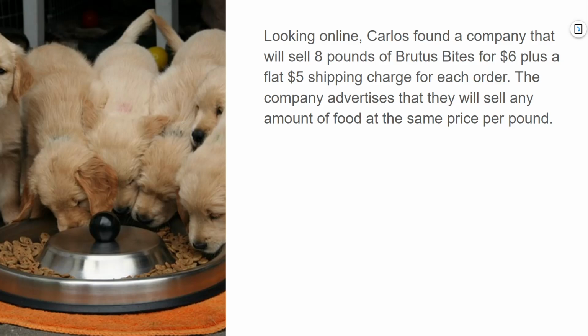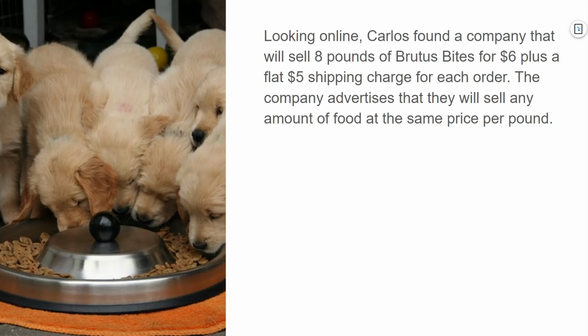And in the lesson, we have Carlos and Clarita. They are siblings who have a pet boarding service, and they were shopping around for different suppliers for dog food, and we're only going to look at one of the suppliers from the lesson as a review here.